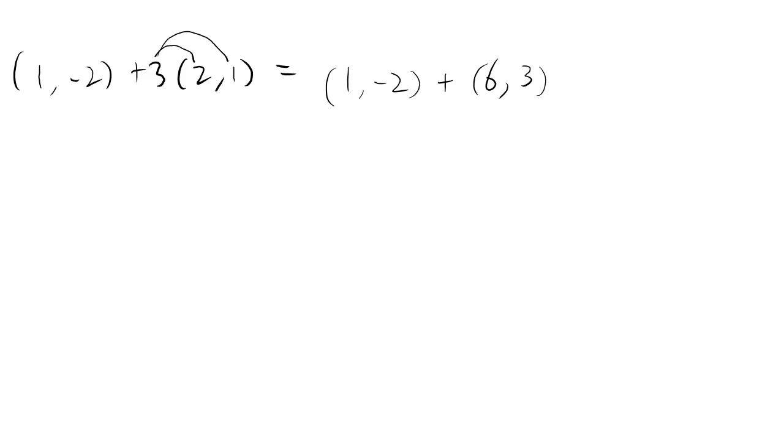You probably already have seen vectors, so you probably have seen calculations like this where you do the scalar multiplication and then you add them together. 1 plus 6 is 7, negative 2 plus 3 is 1. And this is something you already have seen in physics or calculus 3.